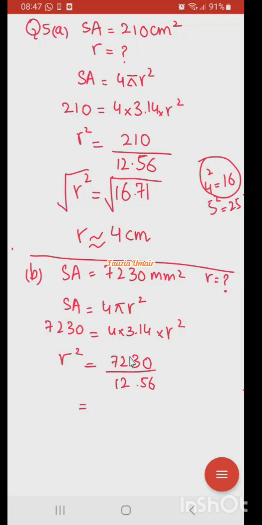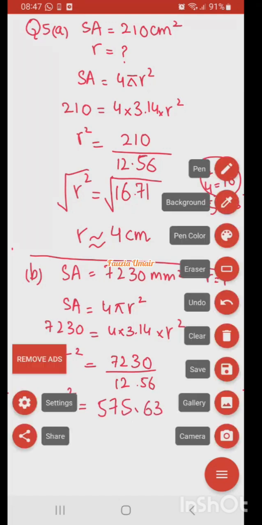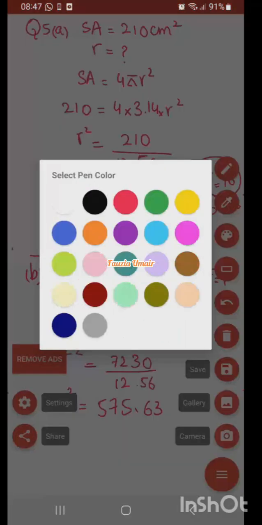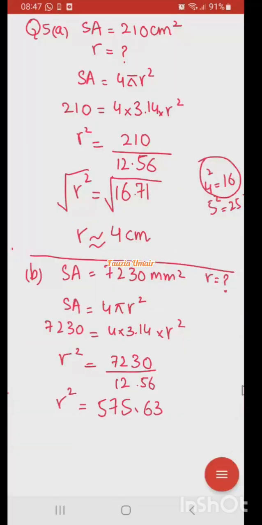So now what to do, or in this question you can also convert it into maybe centimeter, it's up to you. So what is the answer of this calculation? 7,230 divided by 12.56. 575.63. Okay, so this is the answer. Now we need to do the estimation. So I'm changing the color so that it is more visible. So 575, let's see.